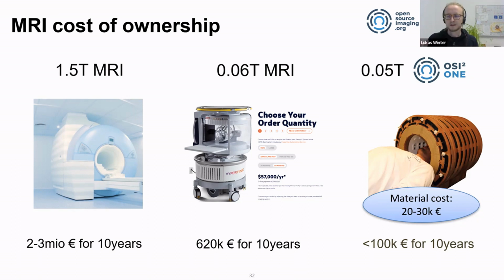So from this 10% I talked about initially, 10% of the cost, there's still a lot of room there. And if we look at this OSI² system, which has a similar field strength, and assuming we can get the same image quality, at the moment we are at material costs of 20 to 30K roughly.